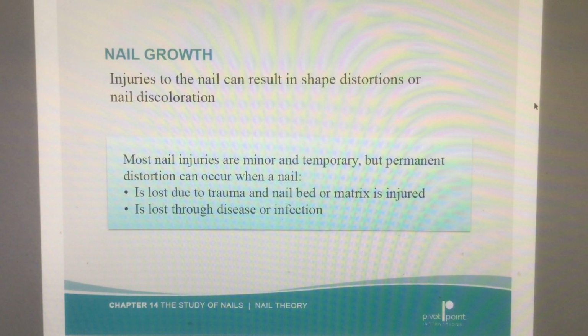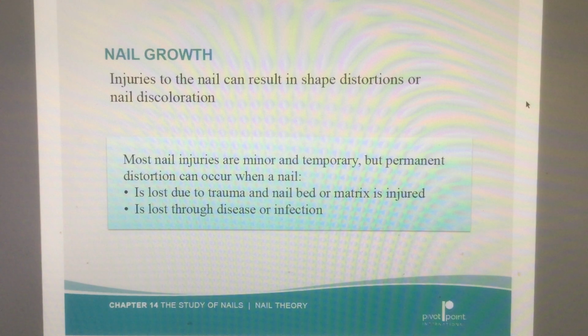Injuries to the nail can result in shape distortions or nail discoloration. Just remember that as long as the matrix is in healthy condition, the nail will continue to grow. So even if there is a nail injury, it can still continue to grow, but the result can be a distortion in the shape or maybe a nail discoloration.